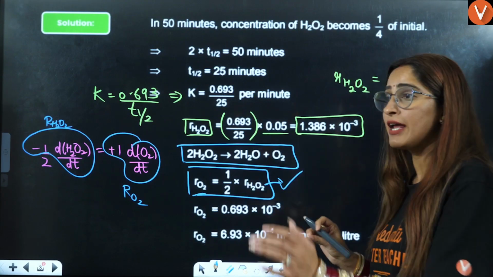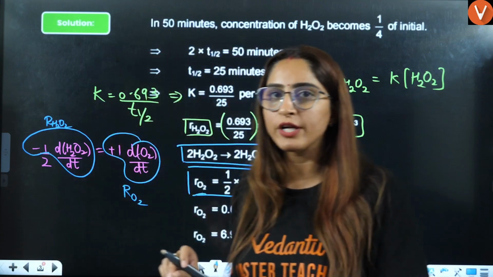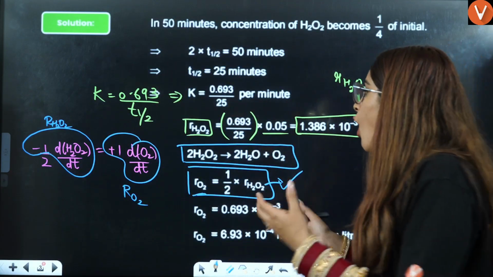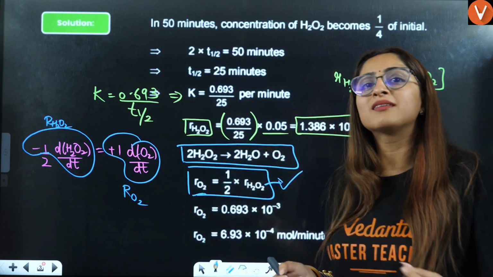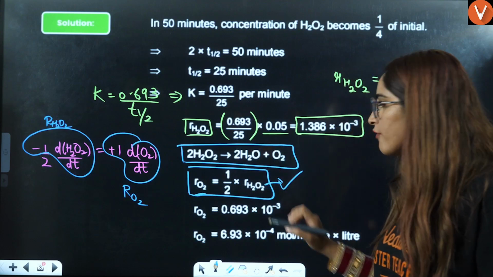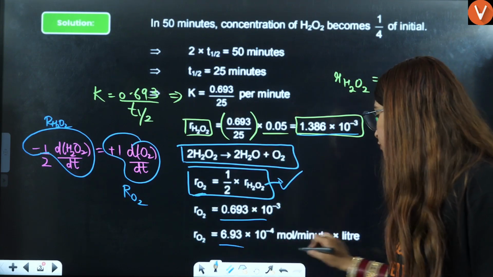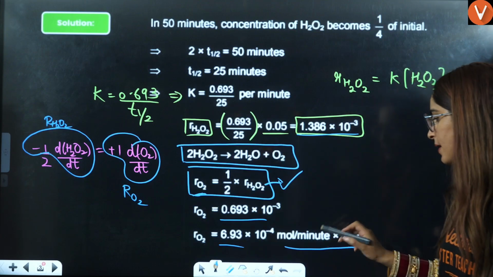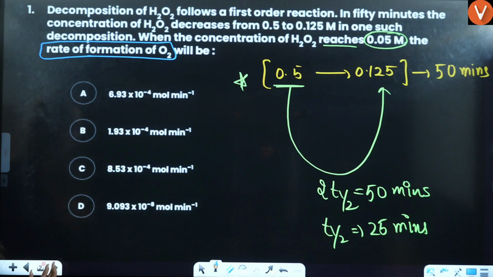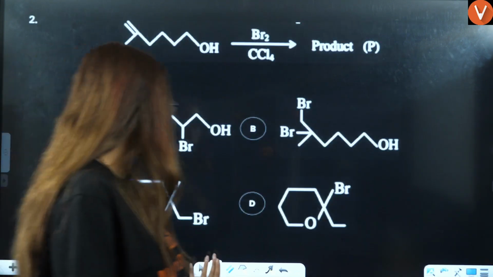Is that clear? When you have a rate of reaction, you have to divide it by the number of moles. When you have a simple rate of appearance or disappearance of a particular reactant or product, then you don't have to divide it by the number of moles. So that is why R of O2 becomes half of R of H2O2. Then the R of H2O2 you have calculated here, put this in the formula and you will get the answer in mole per minute, right? Understood? Understood everybody?